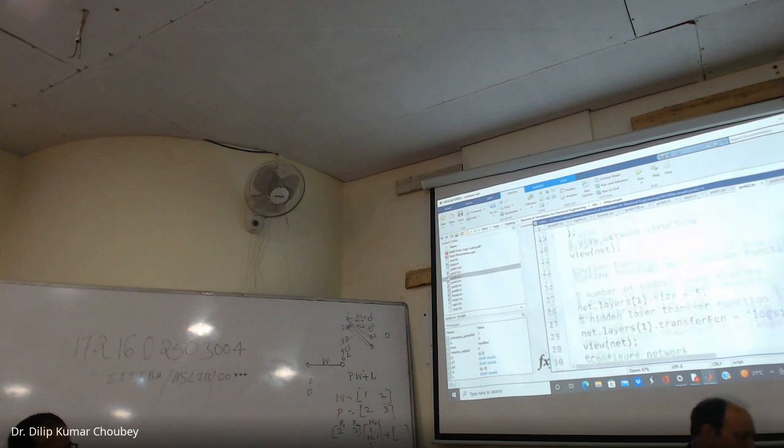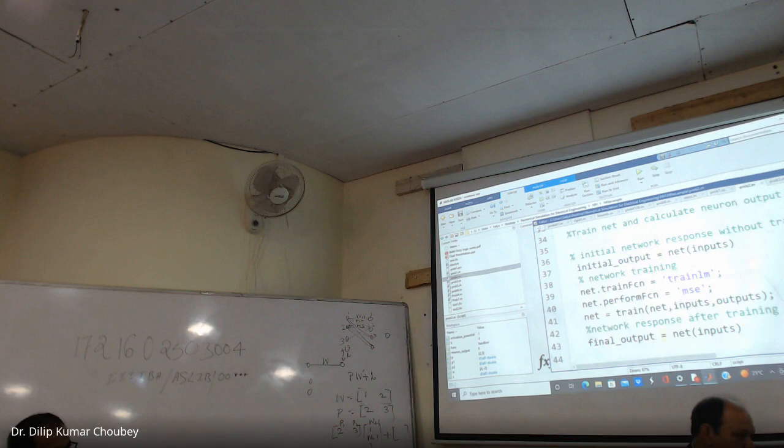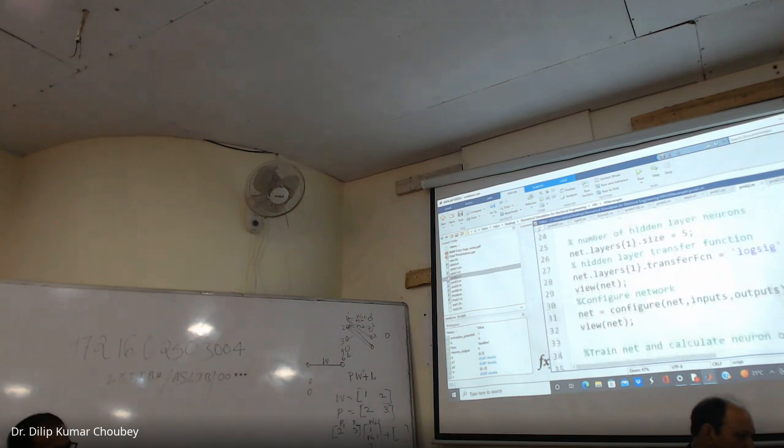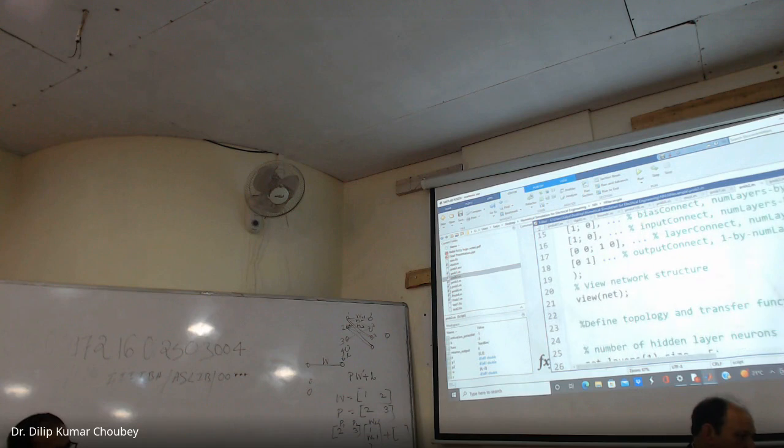Next we find out how to view the network structure, meaning how the total network is structured in your system. View net shows how the network is structured: how many nodes you consider as input nodes and output nodes, and how many weight matrices there are between the input and output. You can see that from your network system.